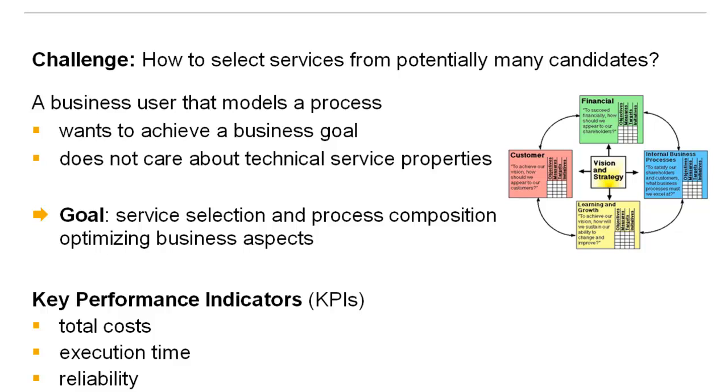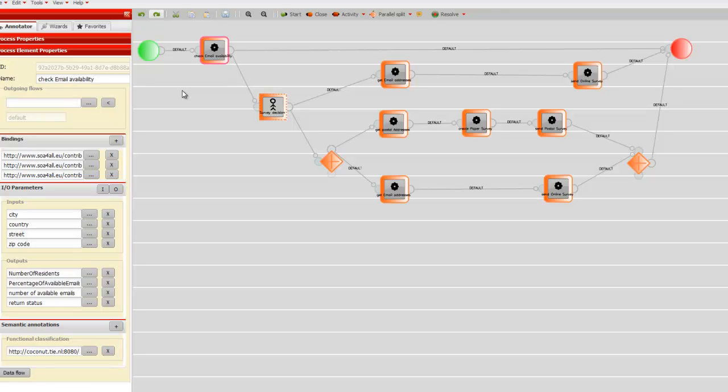Thus, the SOA4All Composer helps you to optimize your processes automatically. It lets you specify your relevant KPIs and then find the best matching services. The result is an optimized process model. Now let's have a look at our concrete example of the survey process.